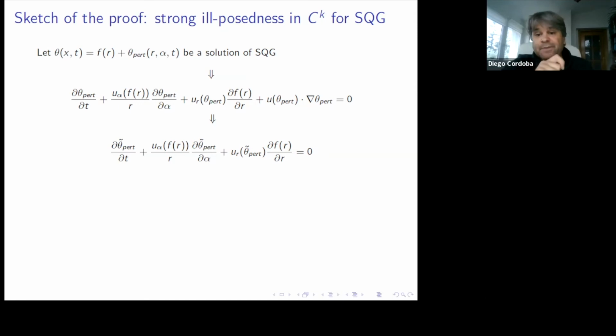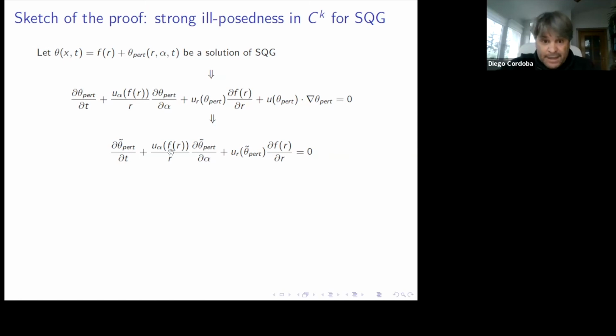Now the second term is just a transport term, right? I'm just taking the derivative with respect to alpha. Now, by the way, I passed from x1, x2 to radial variables, r and alpha.